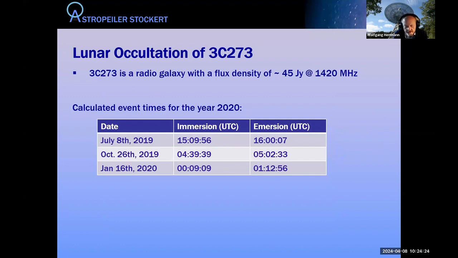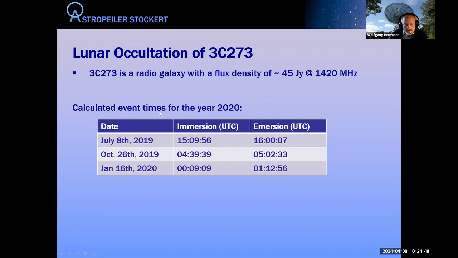The galactic center region is also in a couple of hundred Jansky range. Now we are talking about 45 Jansky. So the effect is much smaller. So essentially what you have to observe is the disappearance of 45 Jansky against a background from the moon, which could be as high as 900 Jansky.